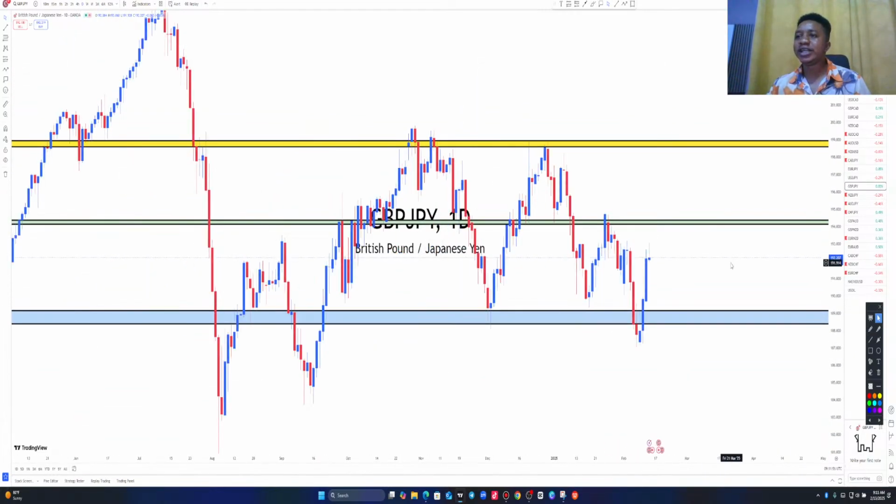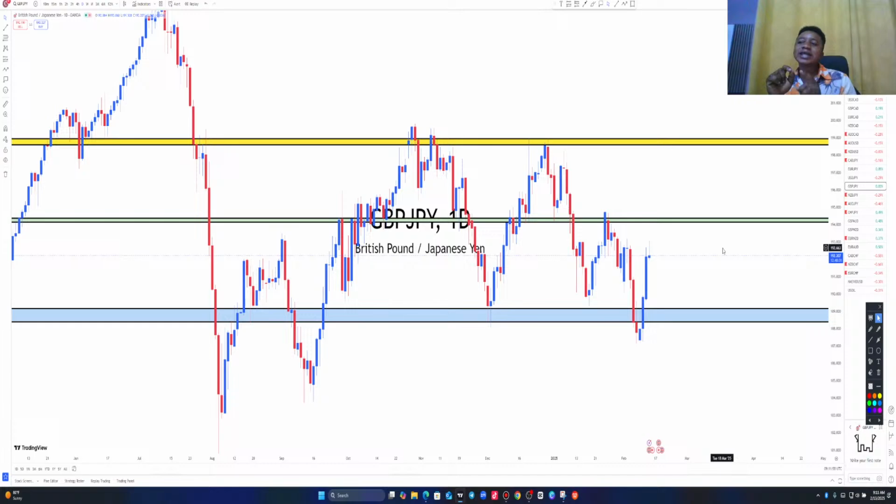Okay, so this is the daily time frame. Now, on the daily time frame, price is in a downtrend. This is where it baffles me. That is why I really want to understand it, and that is why I want to break it down.